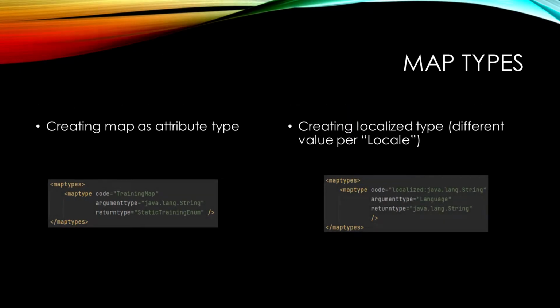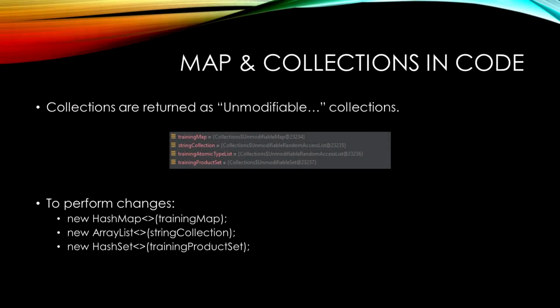Apart from collection types, there are map types as well. They can be used as map or as localized attributes. In case of a localized attribute, language type will be used as a key. Both maps and collections are returned as unmodifiable collections. To change them, you will need to create a new collection or map from the existing one.